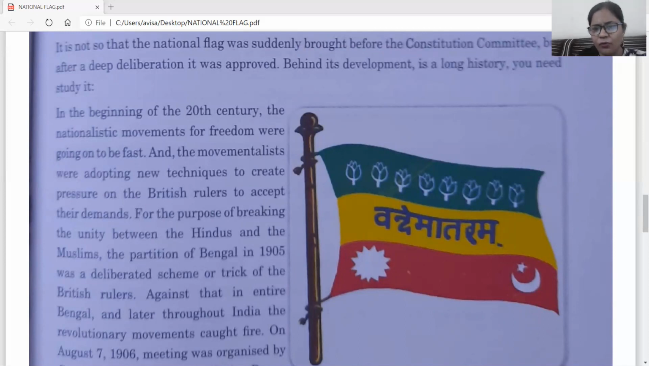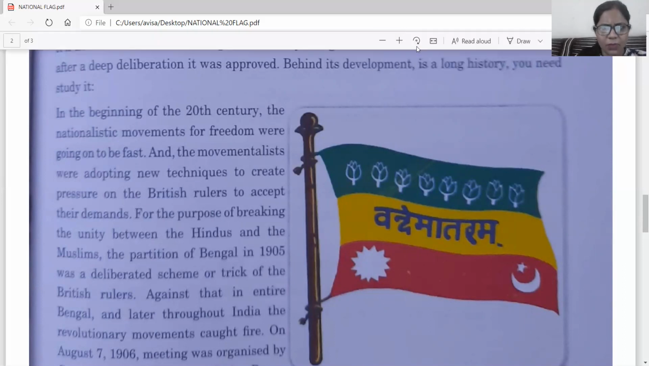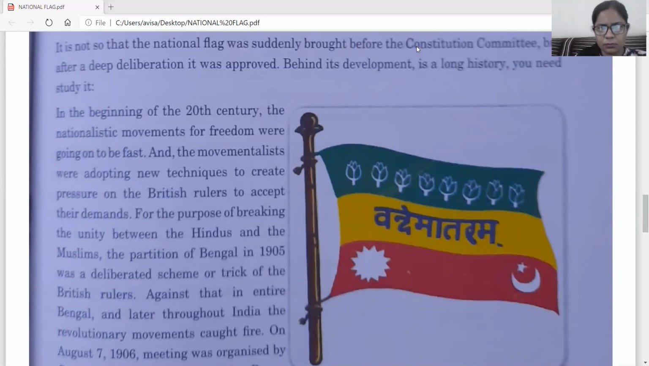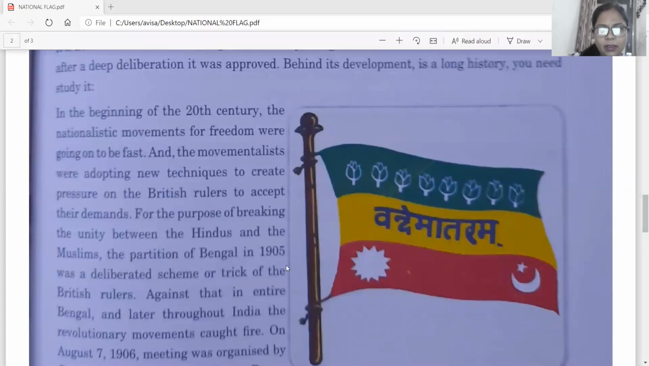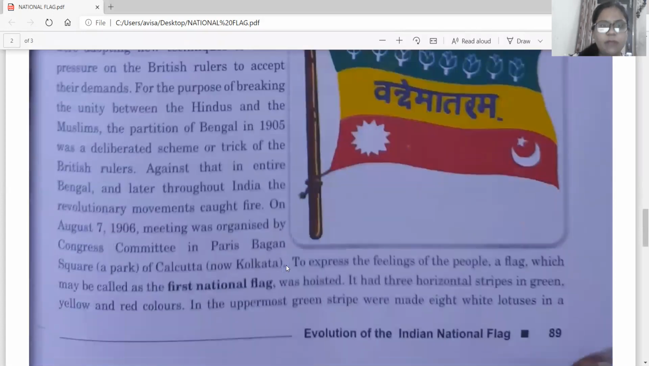They took advantage of the disputes between Hindus and Muslims. Against that, in entire Bengal, after that Bengal, they always tried to divide and rule. Against that, in entire Bengal and later throughout India, the revolutionary movement caught fire.